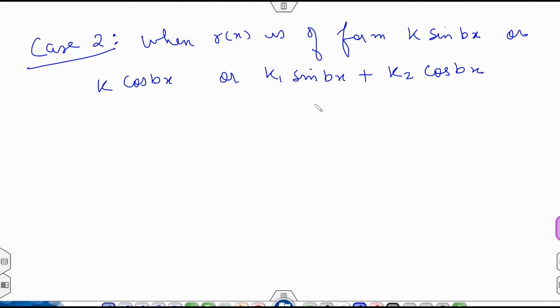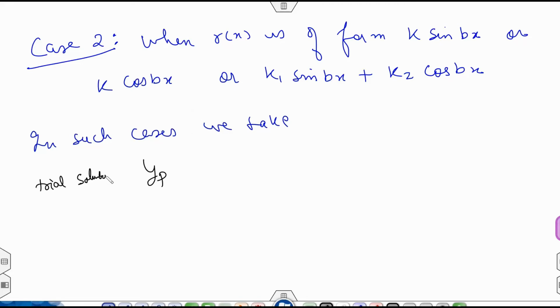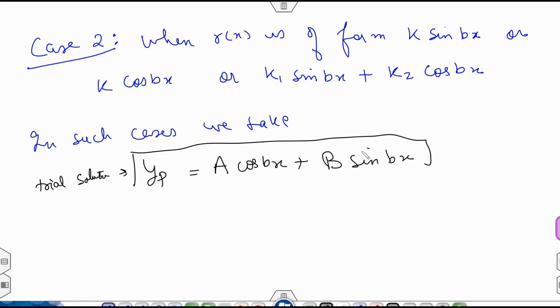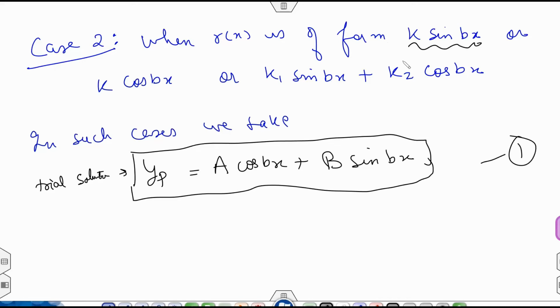So in such cases we take our trial solution, I'll write it as yp, we take the trial solution as yp equal to a cos of bx plus b sine of bx. Whatever the form is, if you find Rx as any of these, at first glance you will take your trial solution as this.